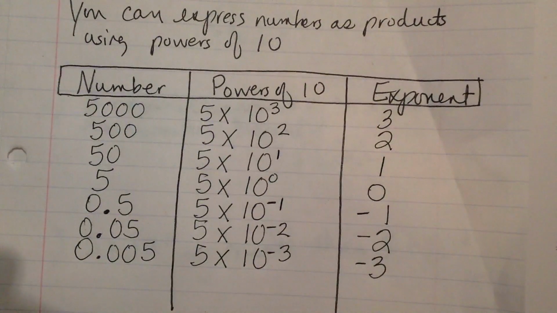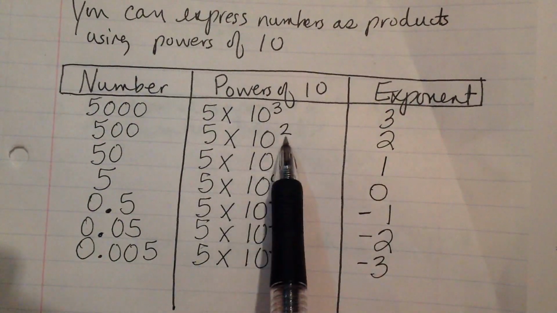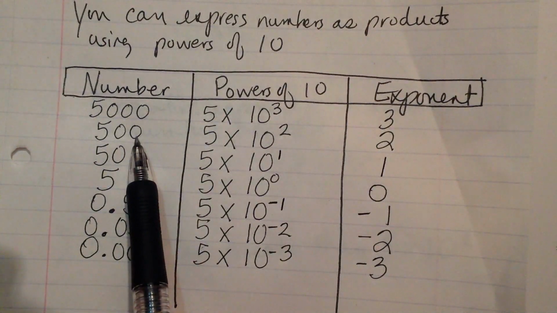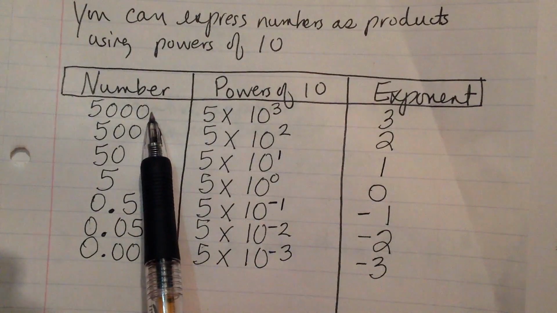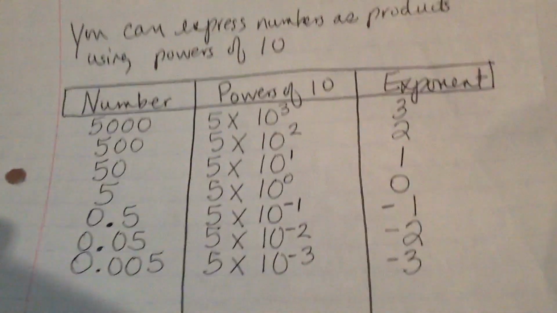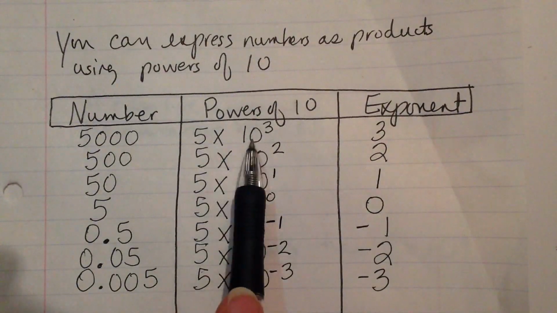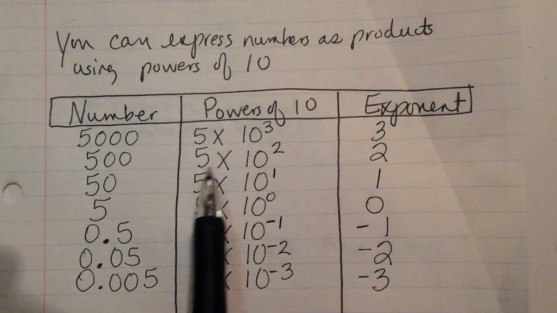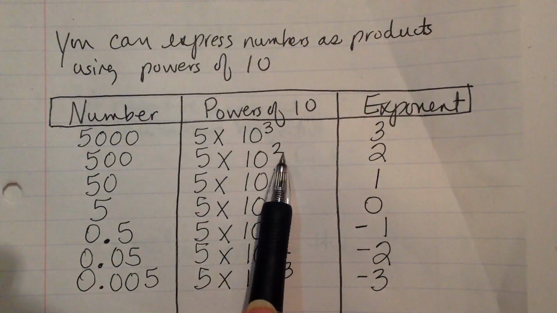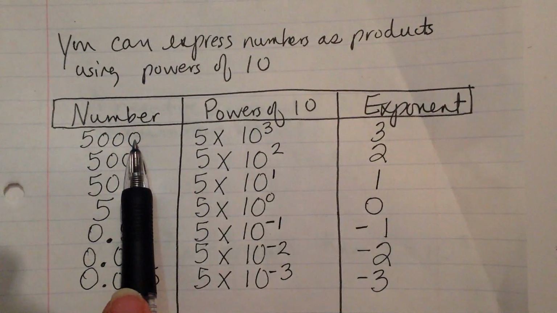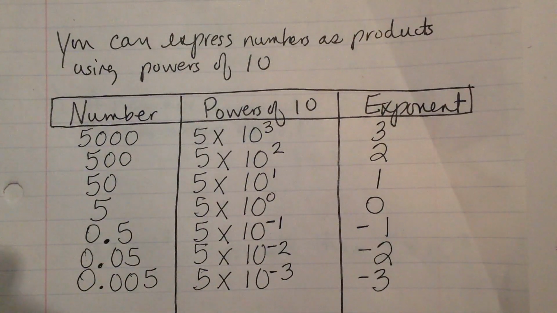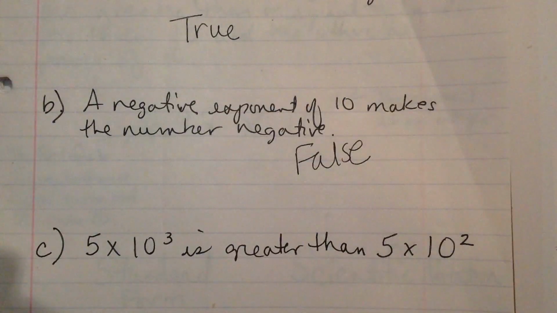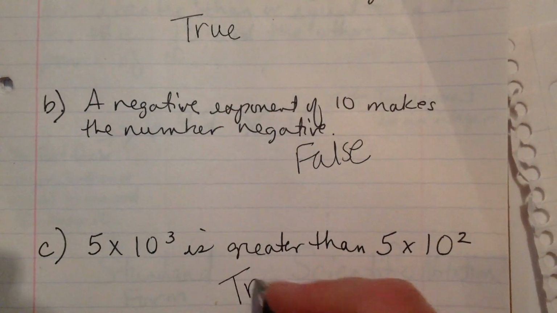Looking at your table, 5 times 10 squared was 500. 5 times 10 to the third was 5,000. So the question asks us, is 5 times 10 to the third greater than 5 times 10 squared? Well, that is true. 5,000 is greater than 500. So our answer to this problem would be true.